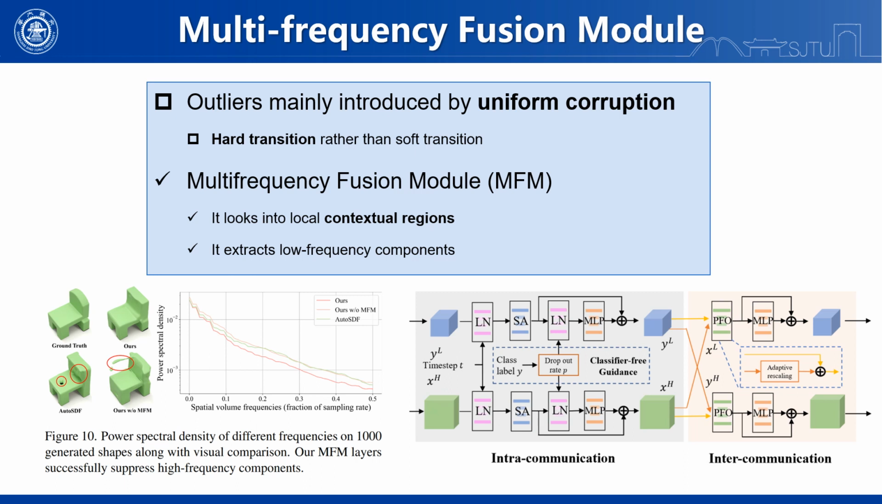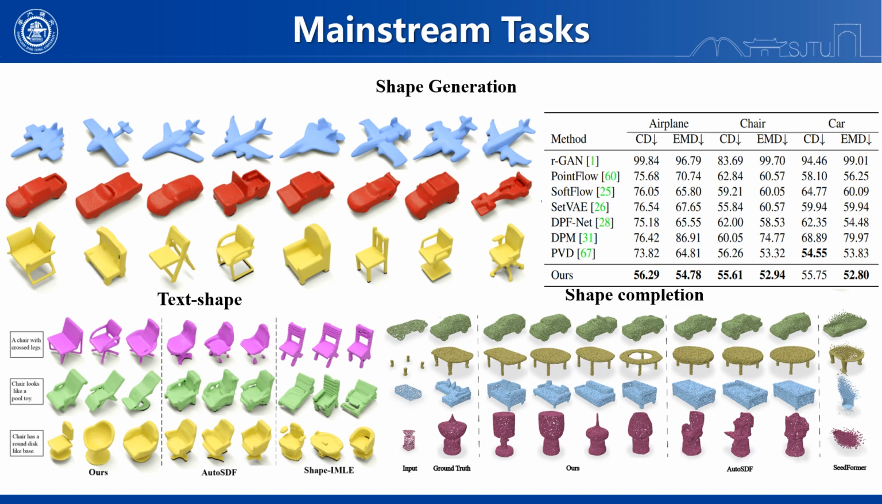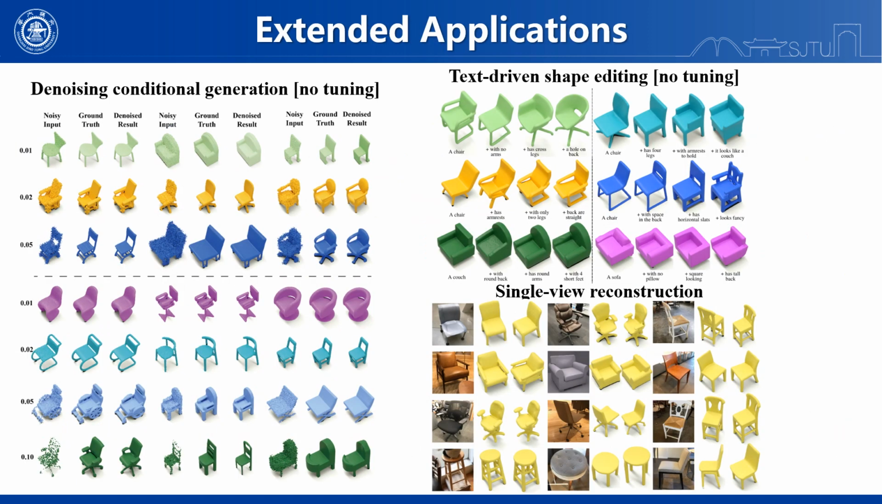It looks into local contextual regions and extracts low-frequency components by downsampling to suppress high-frequency outliers. The ablation study has demonstrated that MFM effectively smooths out the generated shapes, filtering out some high-frequency components that may arise from surface roughness and outliers. Chapter 3: Experiments. Next, we demonstrate the experiment results in unconditional shape generation, shape completion, and text-driven generation. Our 3D-QD prior is capable of helping synthesize high-fidelity, diverse shapes with smooth surfaces, outperforming multiple state-of-the-art methods.